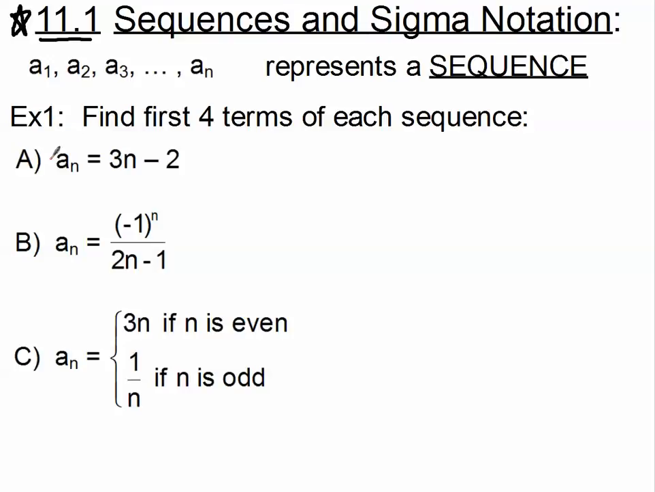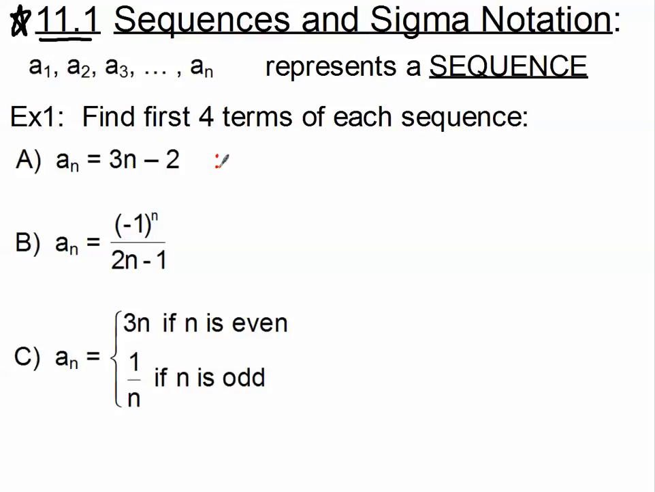Oftentimes we are given a rule, and that rule is a sub n equals some sort of expression. And when we're given a rule, it's pretty easy to find whatever term you want. Basically, you just plug in the number of the term into your rule to figure out what that term will be. For example, if we're looking for the first term, we would simply plug in a 1. If we're looking for the 6th term, we'd plug in a 6. If we're looking for the 100th term, we'd plug in 100. So that's what's powerful about having this rule.